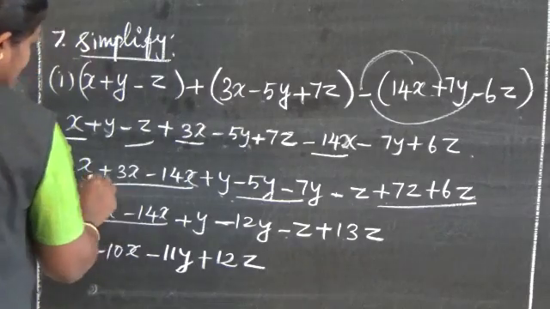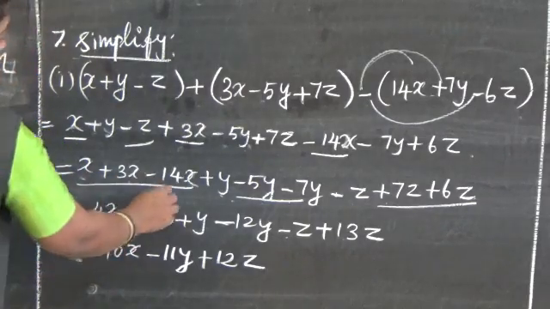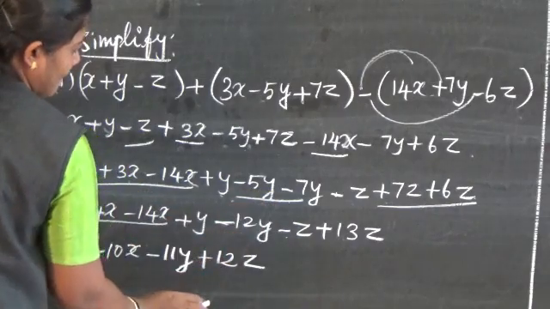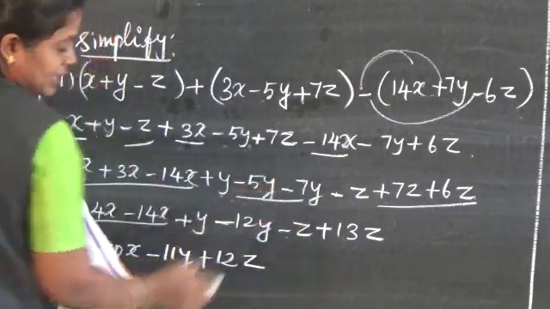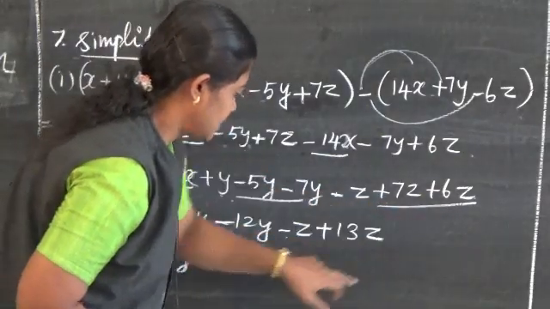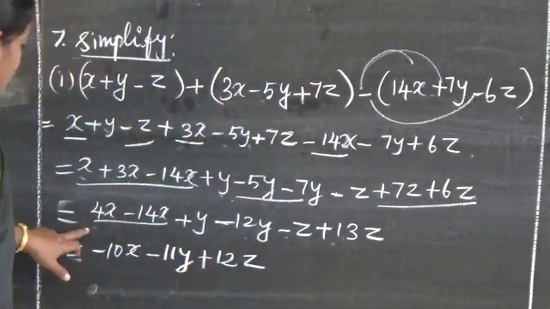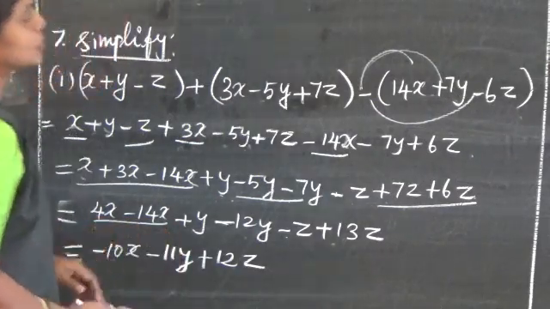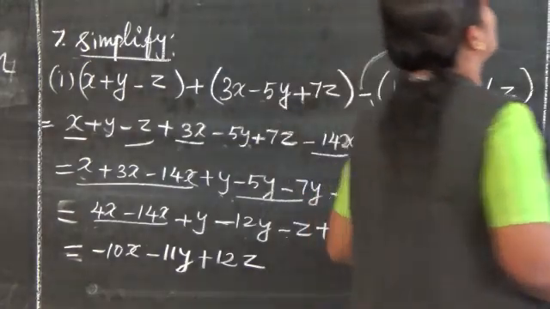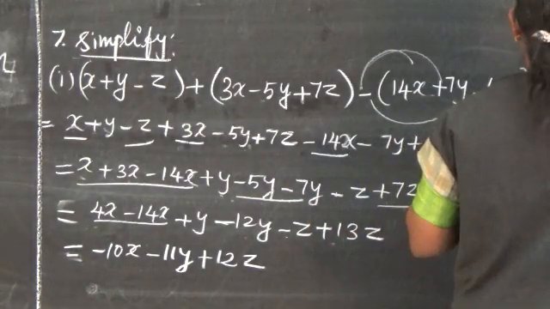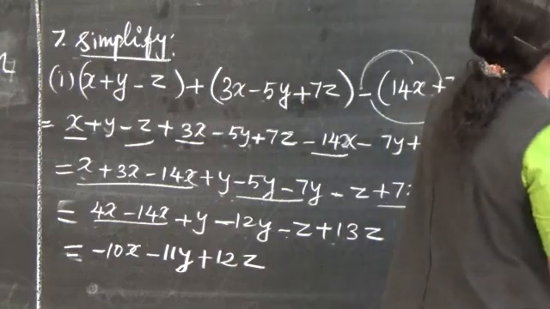If you are adding x plus 3x, 4x minus 14x, minus 10x. Here y minus 5y minus 7y, minus 11y. If you are adding 7z plus 6z, 13z, minus z, so 12z. So minus 10x minus 11y plus 12z is the answer.